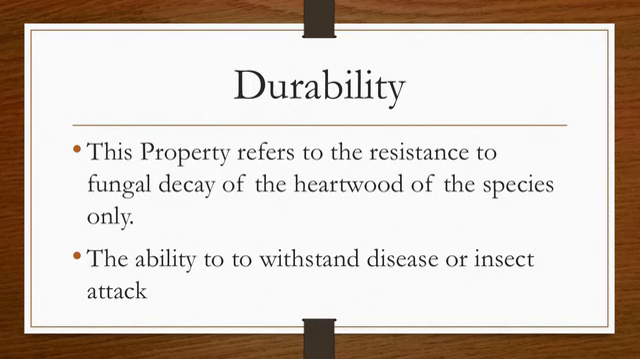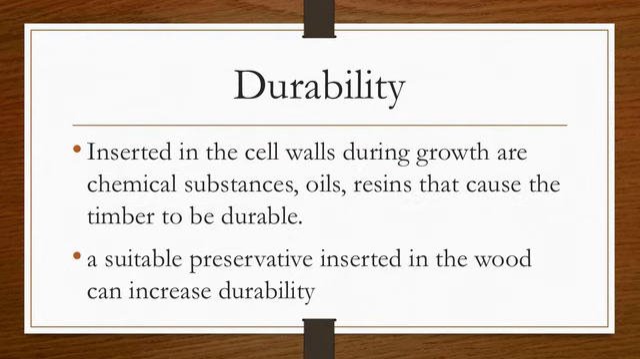So if the coconut trees were able to withstand the yellowing disease, then they would have been seen as durable. Understand? Any timber that has the ability to withstand various diseases and insects would be deemed durable. Inside the cell walls during growth, chemical substances such as oils and resins are inserted, which cause the timber to become more durable.